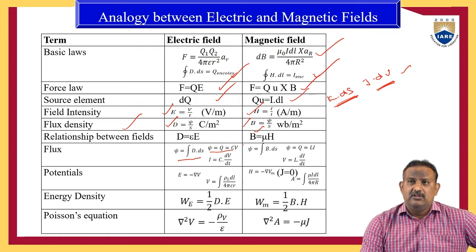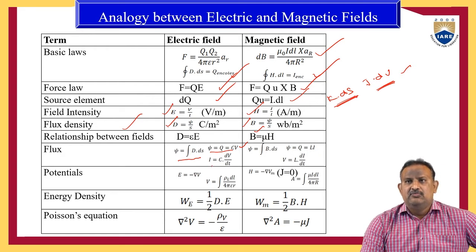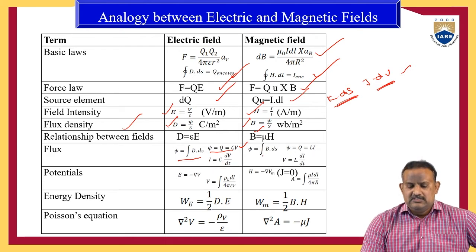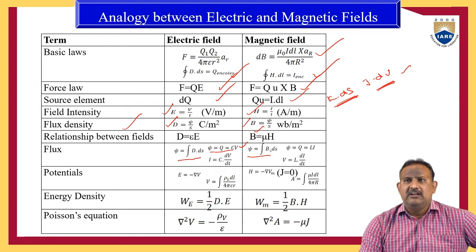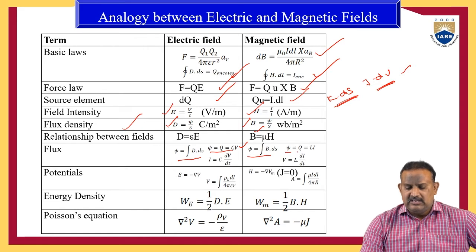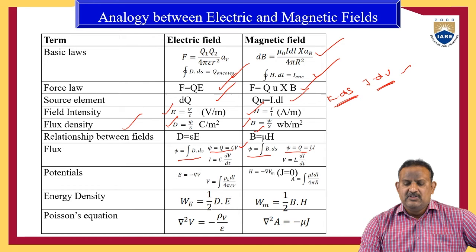V is the potential. The current I can be expressed as I is equal to C into dV by dt. Coming to the magnetic field, the magnetic flux psi is equal to the integral of B into ds, where B is the magnetic flux density, and the magnetic flux psi is equal to L into I.